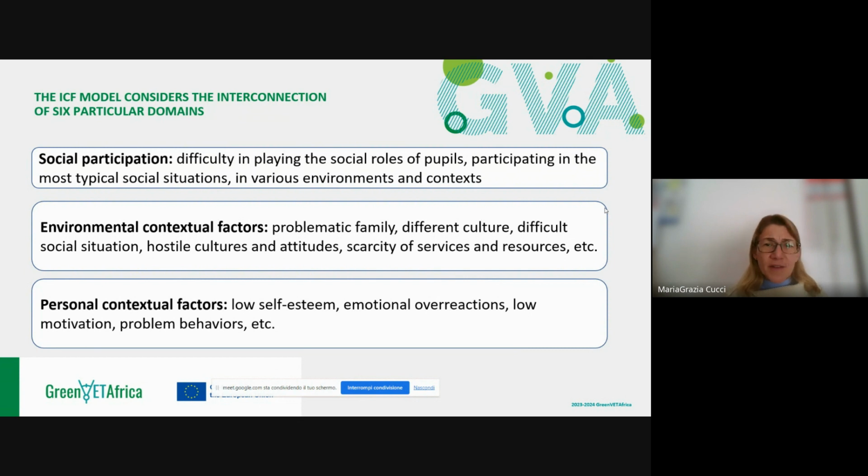We cannot do anything if there is a scarcity of services and resources for this specific student. What we can do is try to give all the students something that they can have for free at school, in order not to highlight some differences that can be individual.